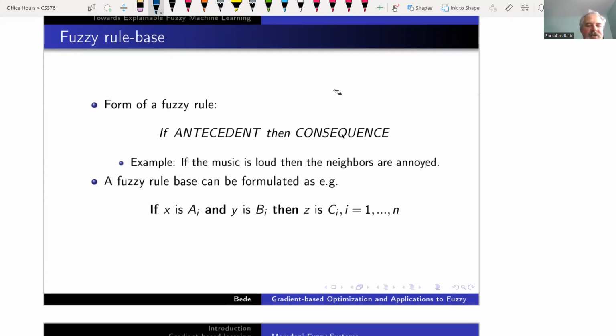So let's construct a general model for that. Typically it would be: if x is Ai and y is Bi, then z is Ci. For example, if velocity is low and road is clear, then push acceleration to gain speed. For example, that would be a cruise control application.